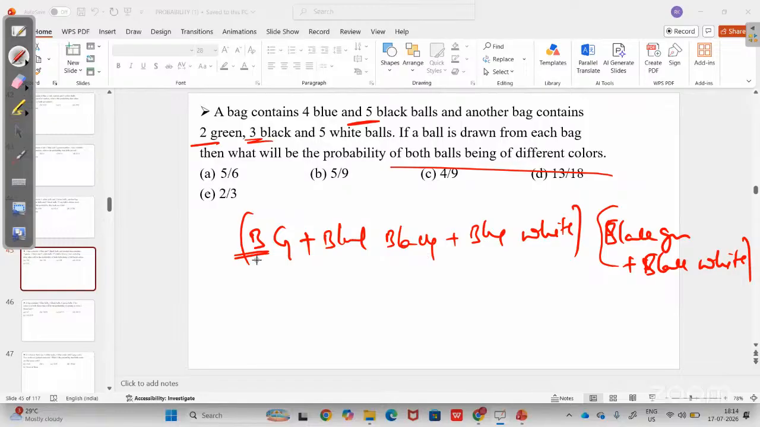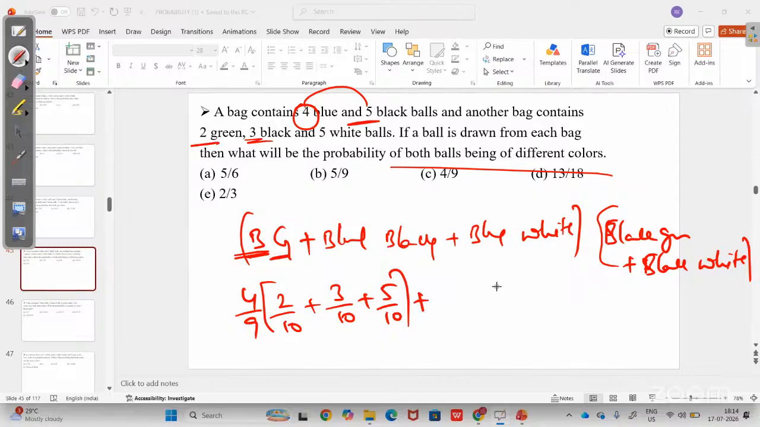So in all the cases, blue is common here. How many blue balls do we have? 4 out of 9. 4 out of 9 into green balls. How many green balls? 2 out of 10. Next will be 3 out of 10, 5 out of 10.